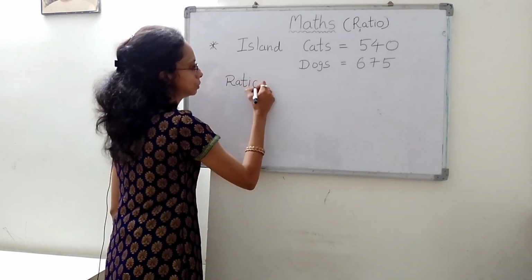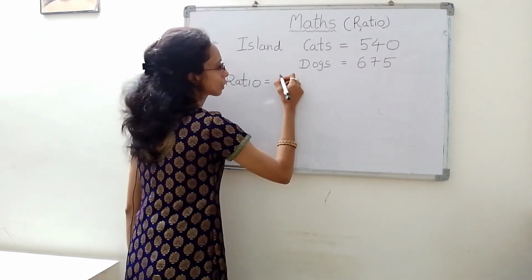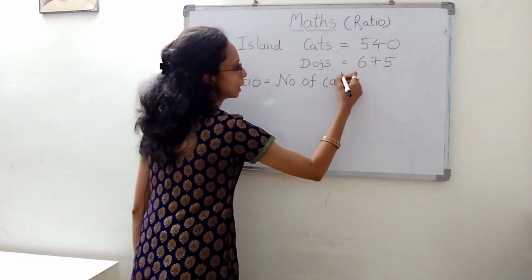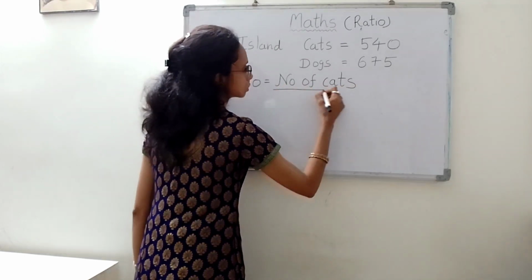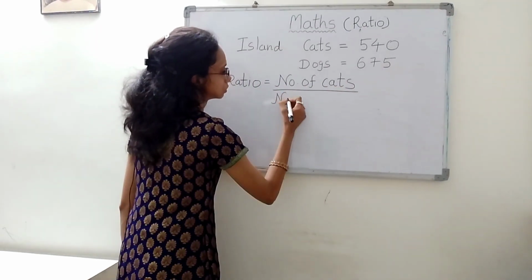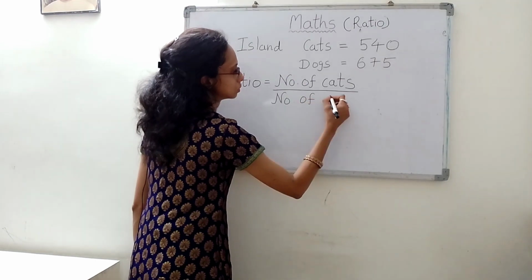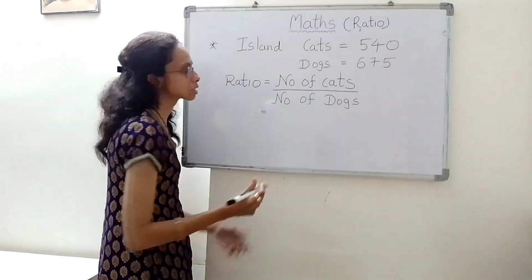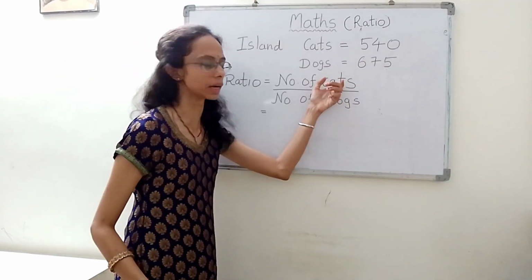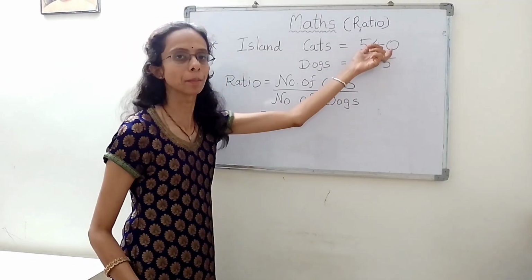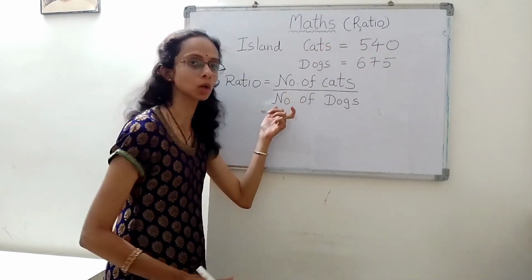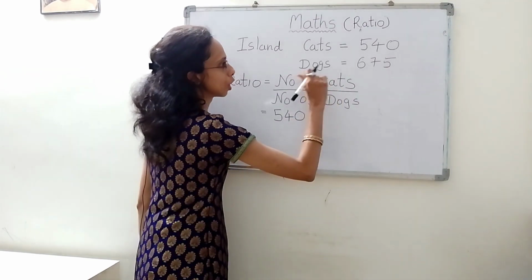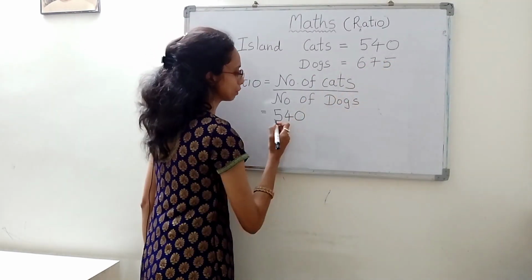Ratio is equal to the number of cats divided by the number of dogs. As we have written the number of cats in the numerator, we will write the number of cats in the numerator only: 540 divided by dogs, which are 675.